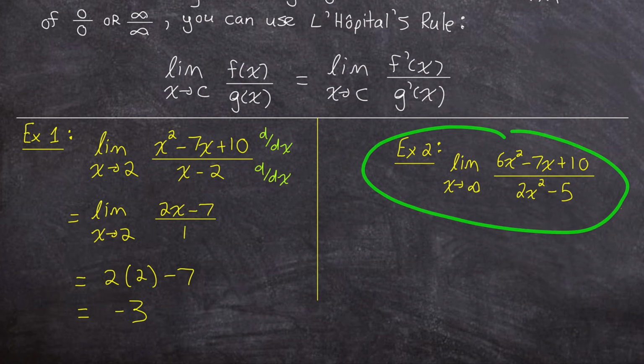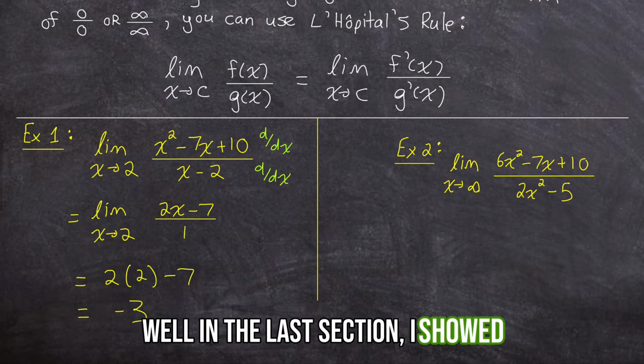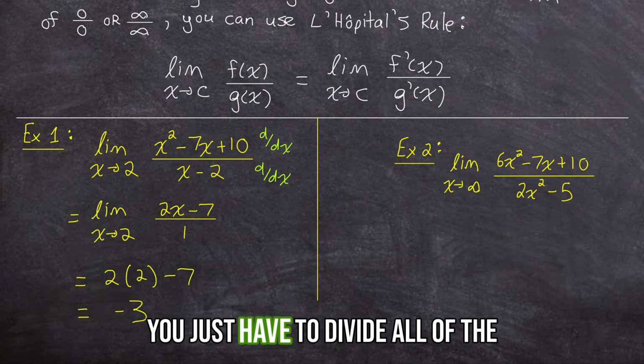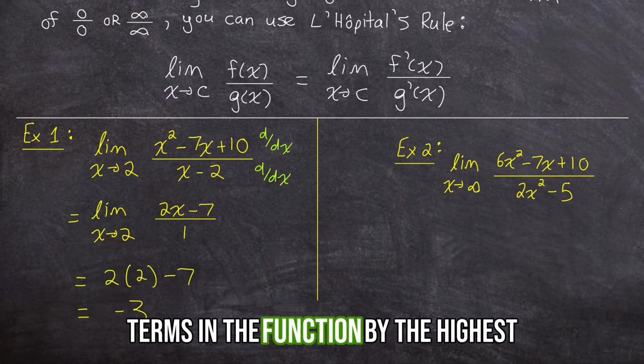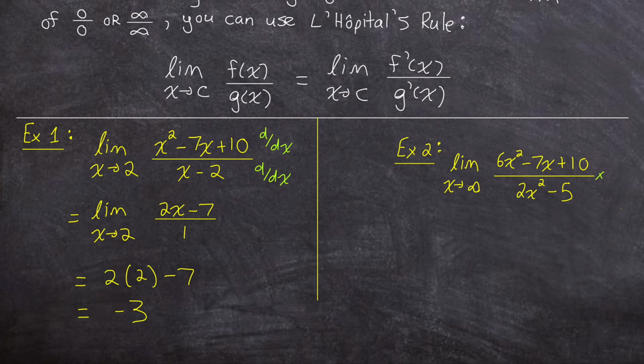Let's now try example 2. Let's find the limit of this function as x approaches infinity. Well, in the last section, I showed you there is a trick for evaluating infinite limits. You just have to divide all of the terms in the function by the highest power of x that's in the denominator. So we'd multiply top and bottom of this by 1 over x squared.